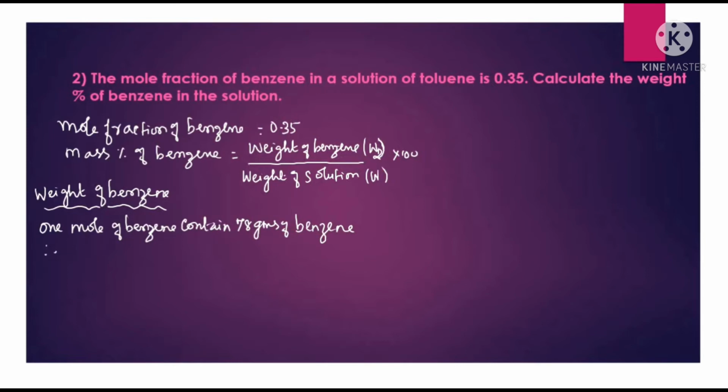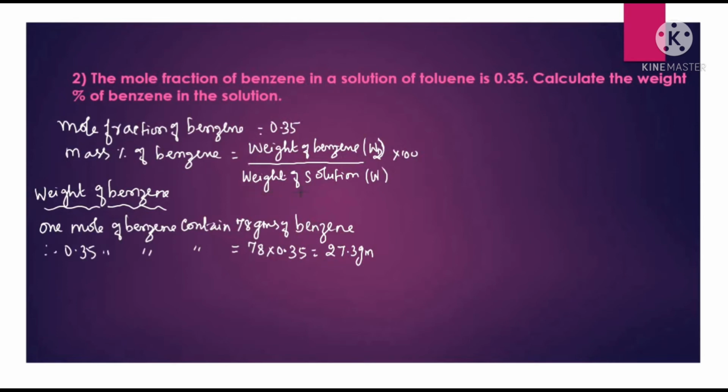Therefore, 0.35 moles of benzene contains how much? How many grams of benzene? So 78 into 0.35, that is equal to 27.3 grams. So we have calculated W2.